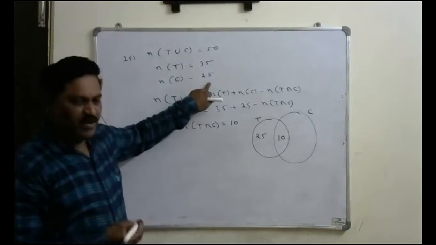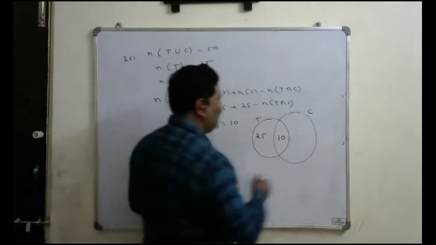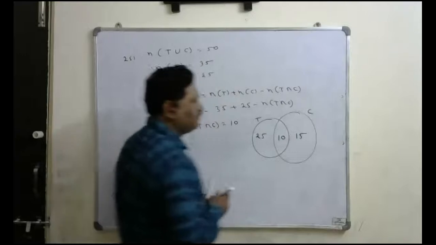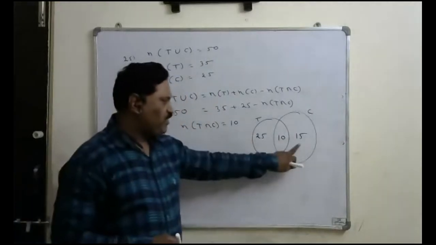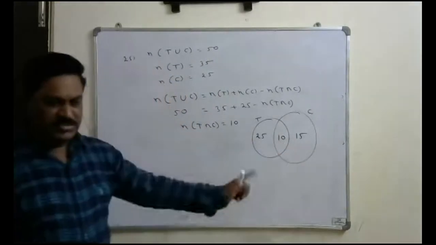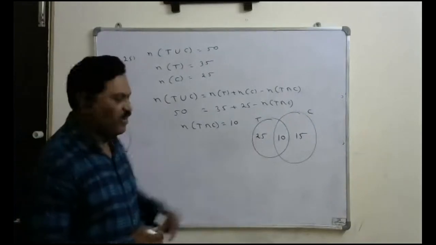Then how many people will take the coffee only? Total coffee persons are 25. In that, 10 persons will take the tea also. Then how many will take the coffee only? 15. So total members are 25 plus 10 plus 15, that is 50. So this is the answer. The number of persons who will take the tea only is 25.